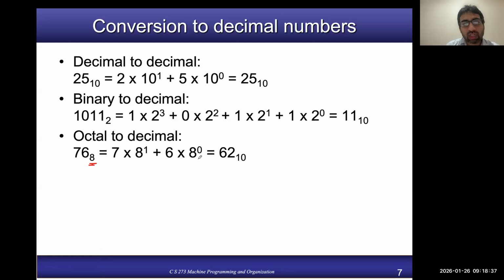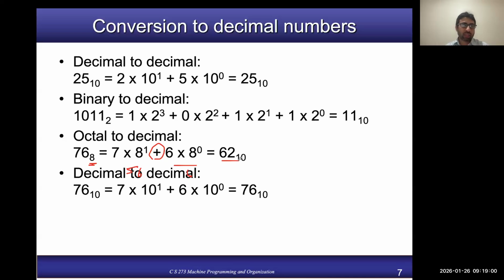So again, we will do exactly the same thing. We will take 6 and multiply it with 8 raised to power 0. We'll take 7 and multiply with 8 raised to power 1, and then we'll take the sum of the two products. So this will be 6, right? And this will be 56. So 56 plus 6 will be 62, okay, in decimal form.